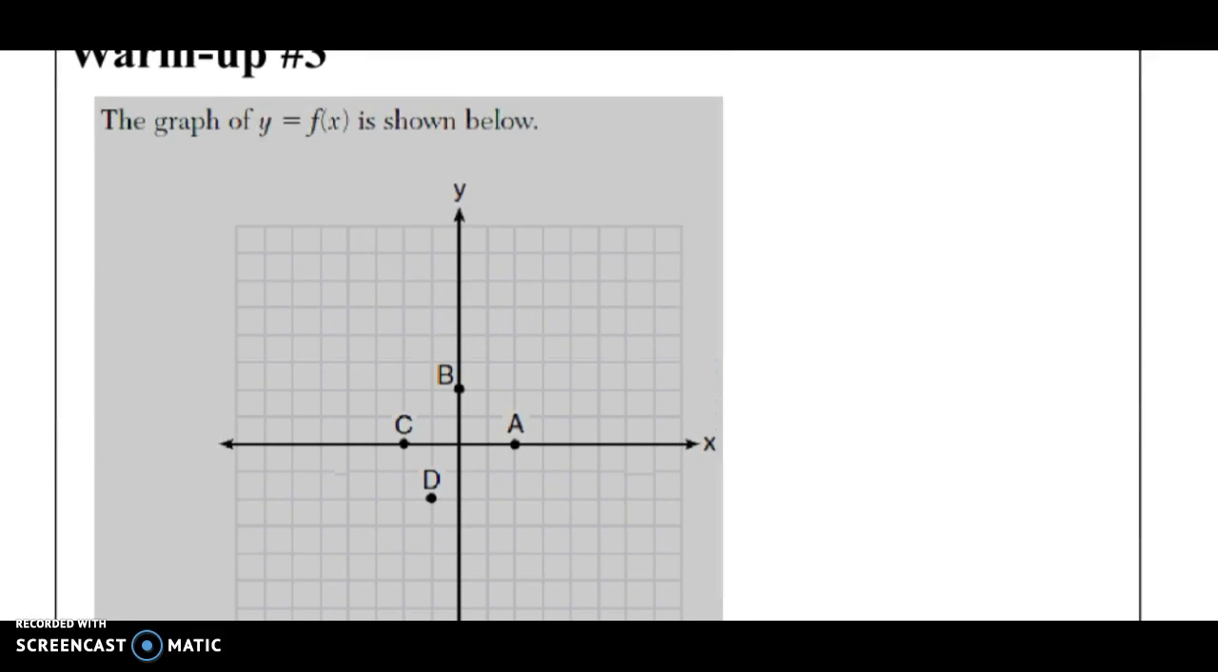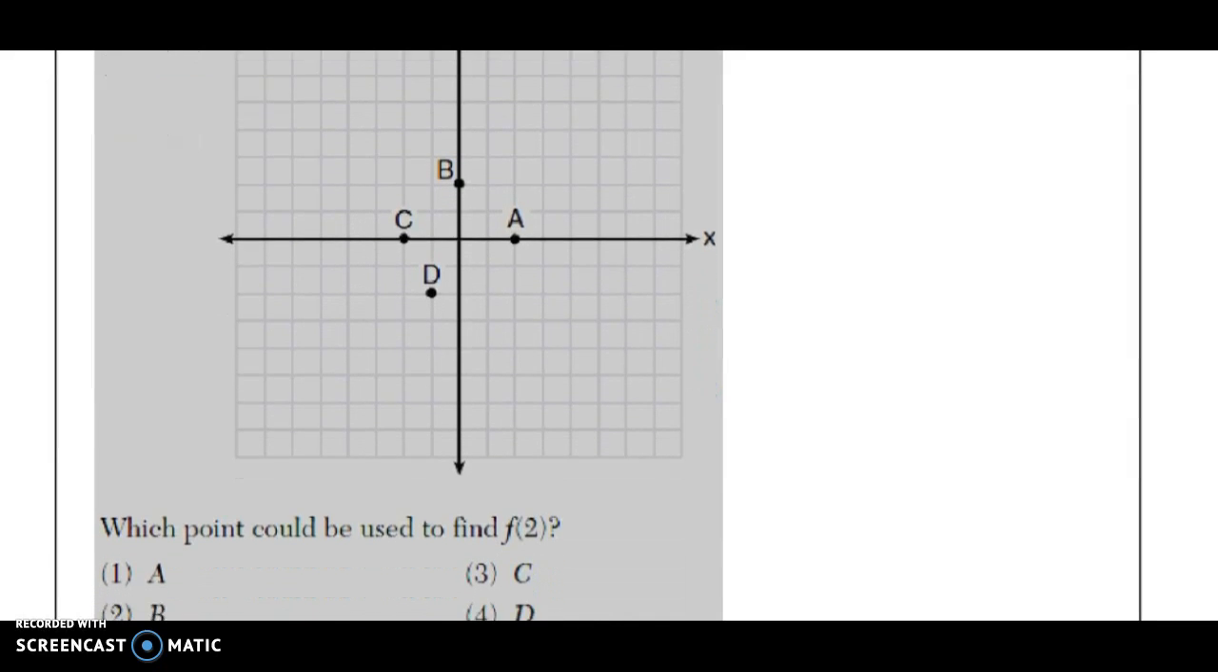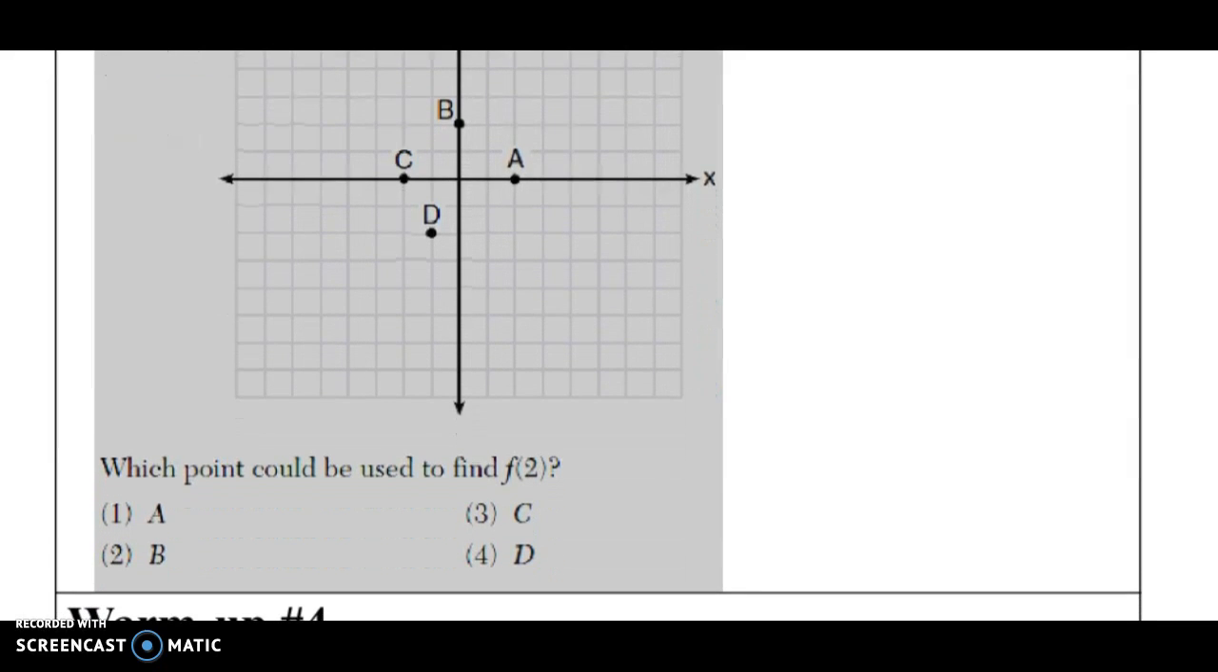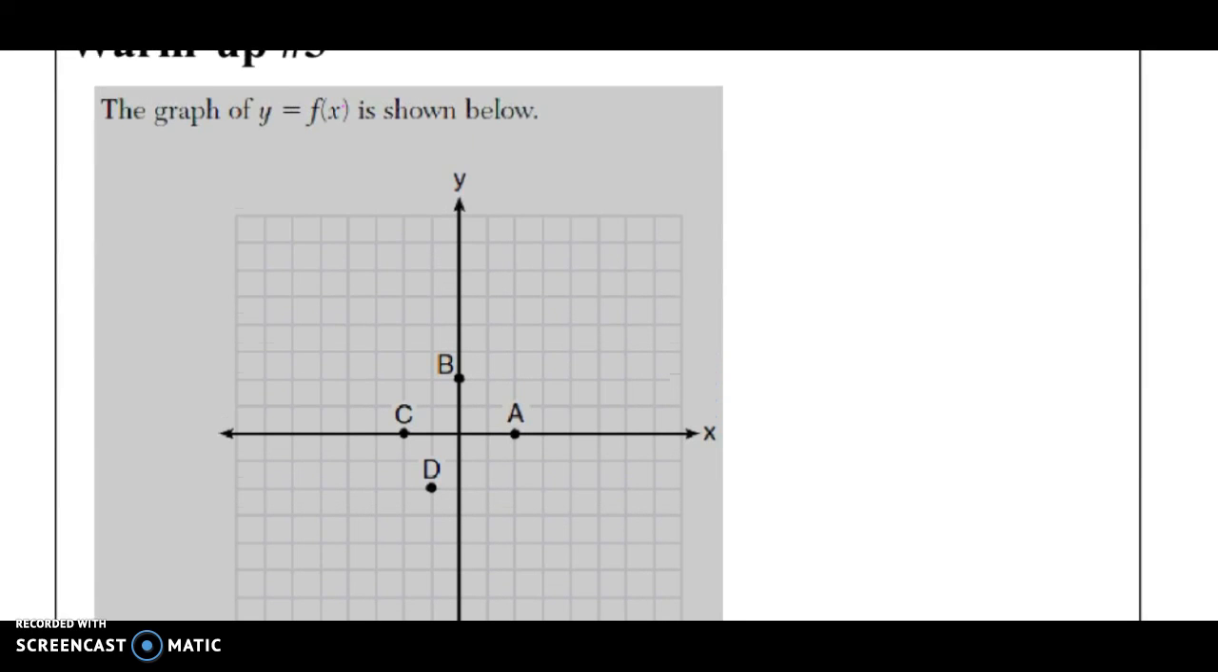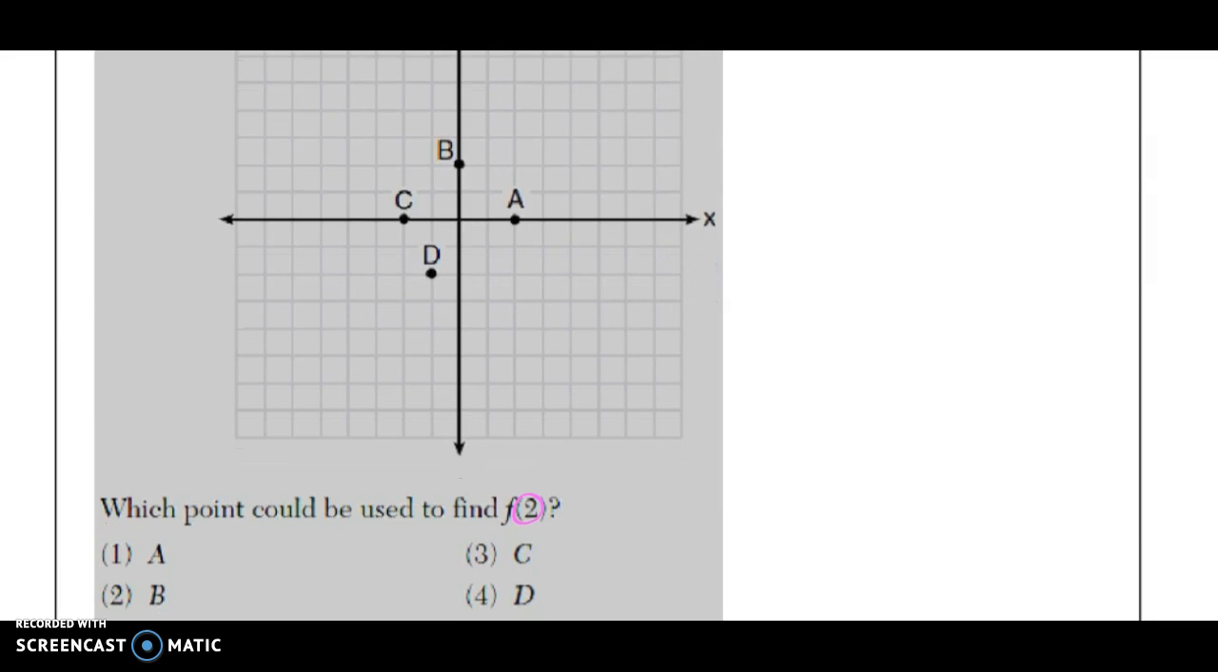It says the graph of y equals f of x is shown below. Which point could be used to find f of 2? Think about what we've been doing. Whatever's in here is the input, and that input was named x. So I would go to my x-axis of the graph, find where x is 2, and see which point corresponds with it.